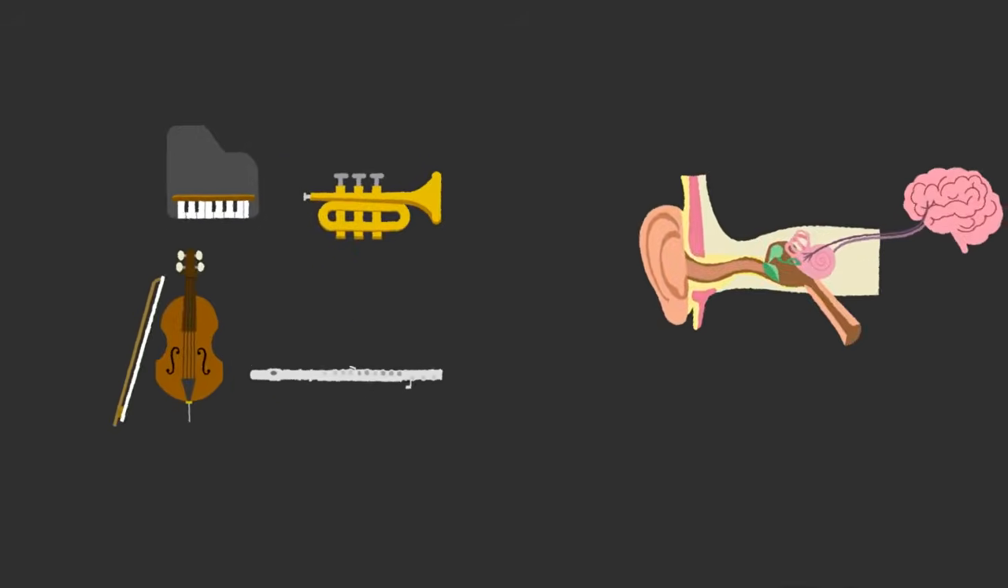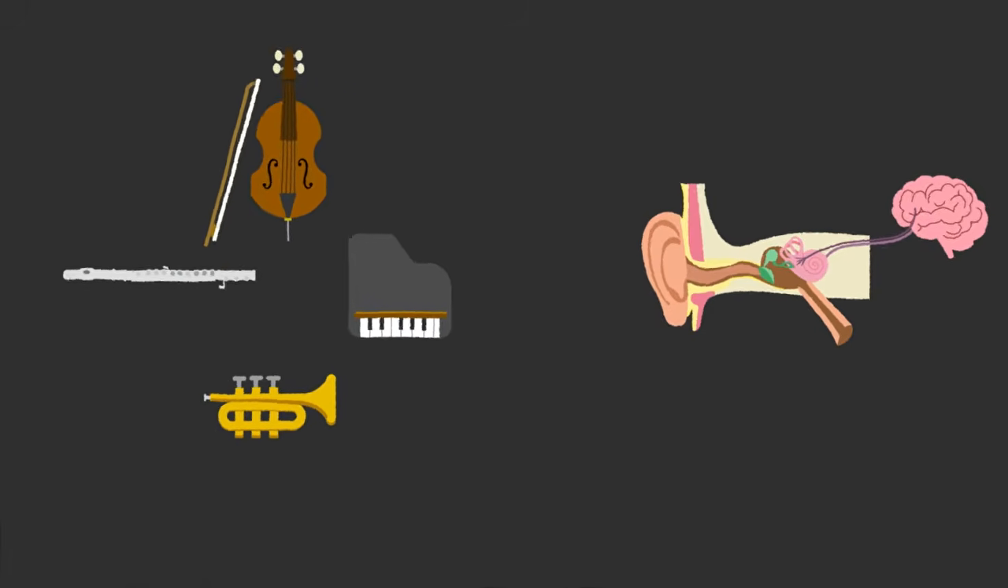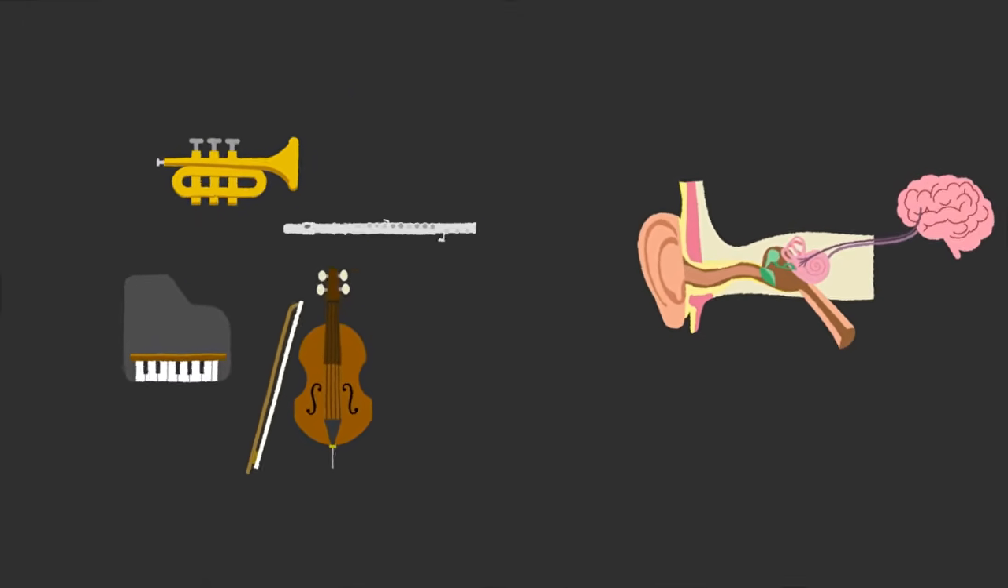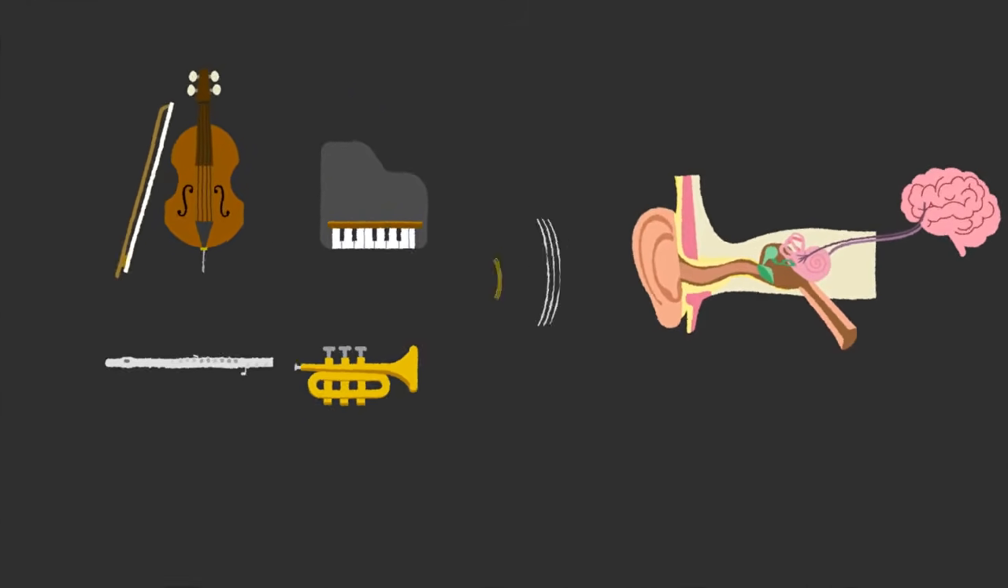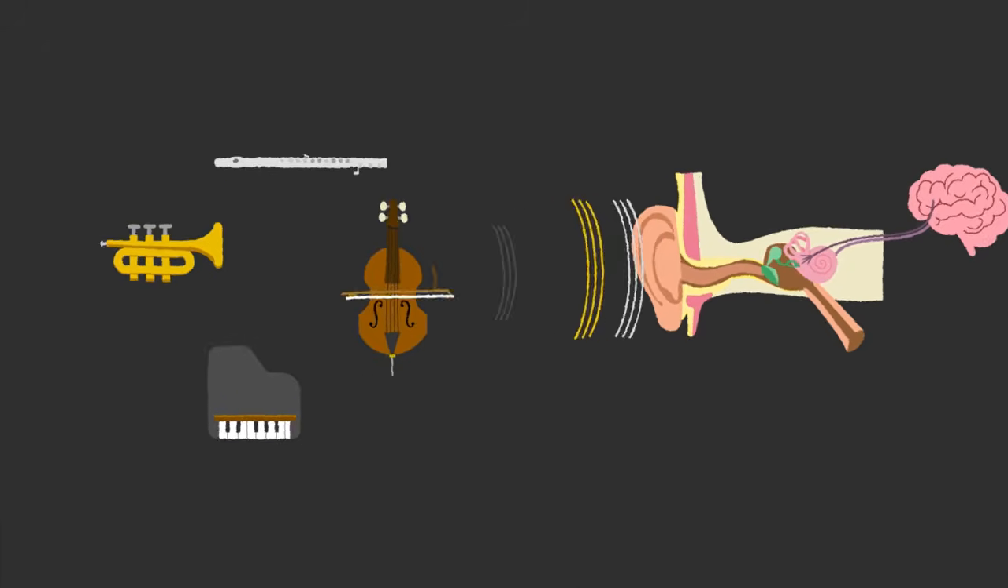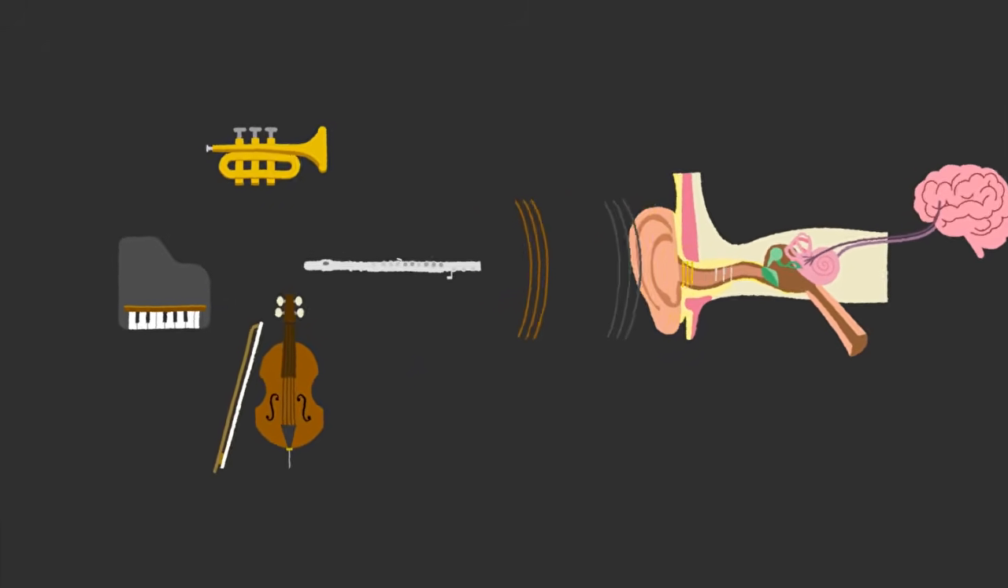All musical instruments produce sound by vibrating air. This vibration is picked up by your ear. Your brain does a bunch of work to turn that into a sound, and you perceive the moving air as sound.